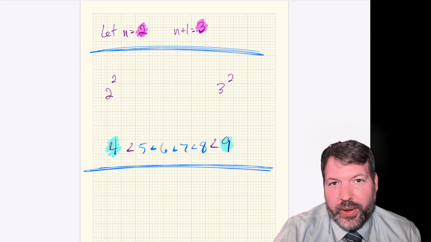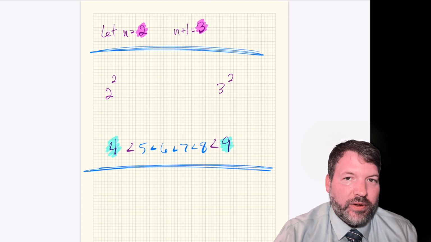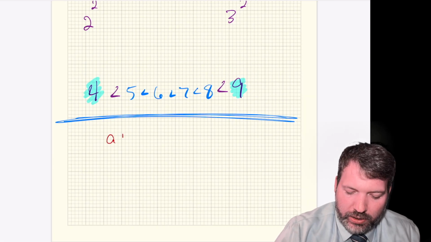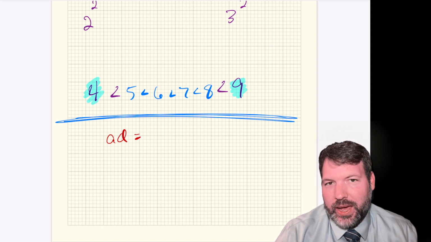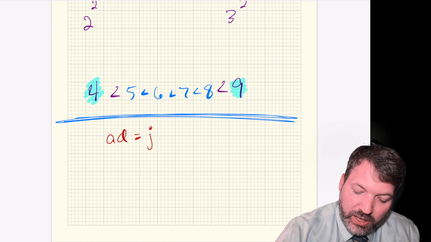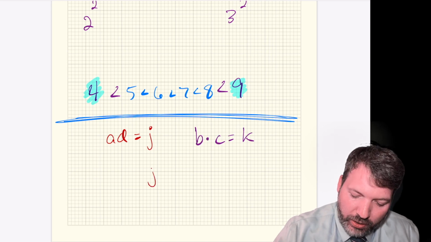But then there's actually a third level of numbers, and this is where I find the problem to be really interesting. That third level, let's go ahead and start labeling. Let's call a times d j, and then let's call b times c k. And so what we're really proving is that j, for some reason, cannot equal k.